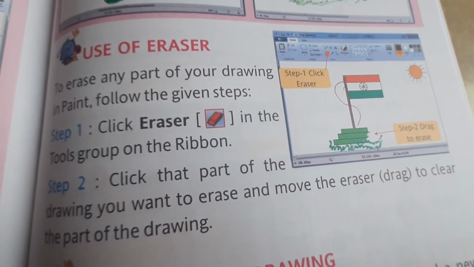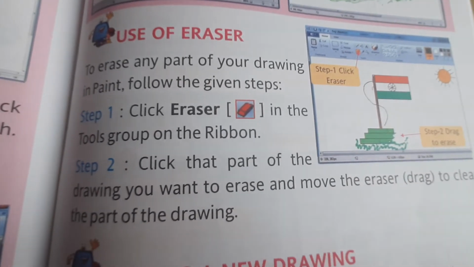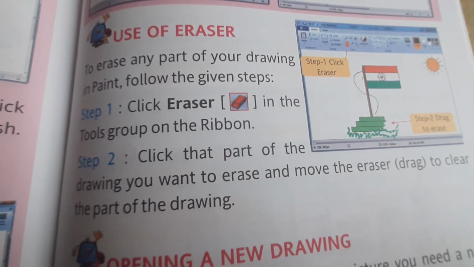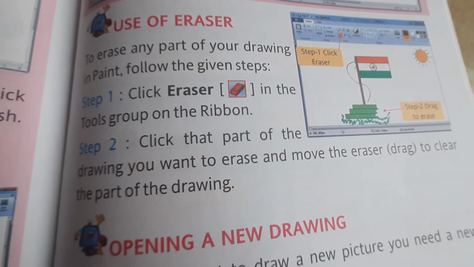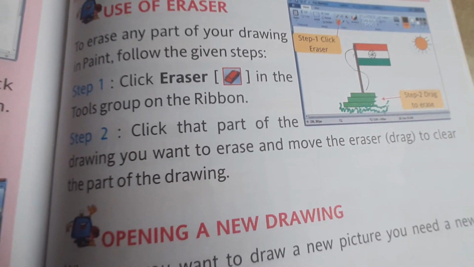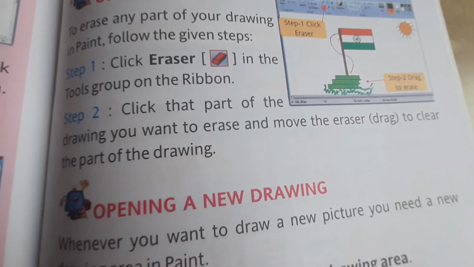And one more thing which is not told here, we can have erasers of many sizes, small, then bigger, then much bigger than that, and of shape also, circular eraser, rectangular eraser, that way.